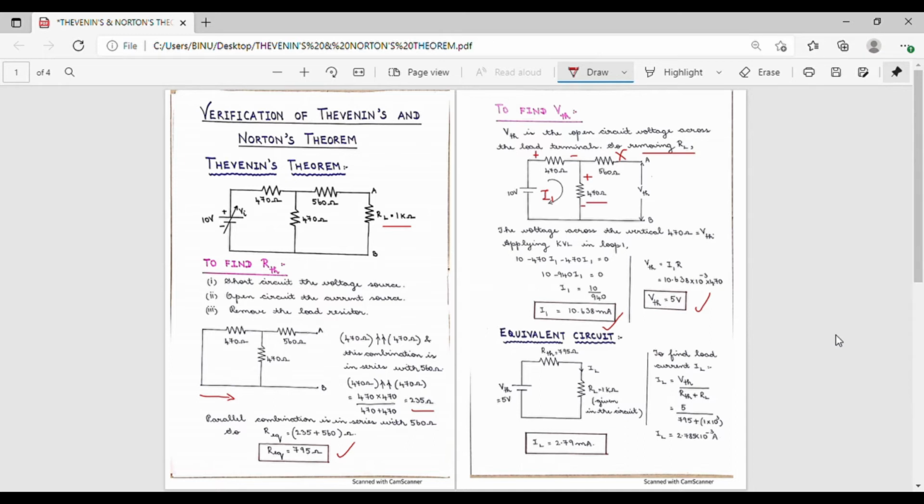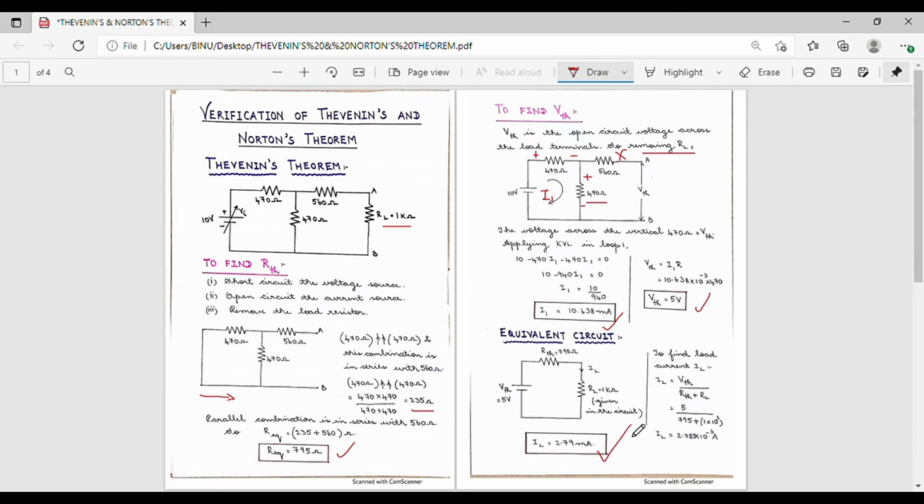The last step is to find the load current that is flowing through the load resistor. The formula to find the load current is I equal to V divided by R. The V that is present in the equivalent circuit is the Thevenin's voltage VTH, and we have two resistors that are connected in series, so I am adding the values of the individual resistors. So we get the formula IL equal to VThevenin divided by RThevenin plus RL.